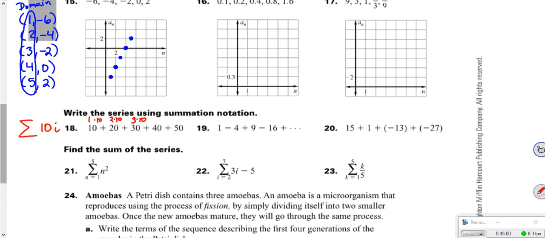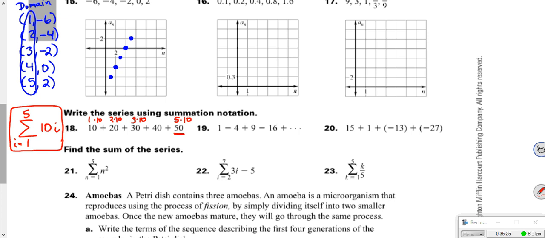And then we've got to have a starting point and a stopping point. My starting point is, of course, 1. I should put i equals 1, sorry. And then my stopping point, we got all the way up to 50. This is a finite series. So this would be 5 times 10. So my stopping point is a 5. Okay? That's all you have to do on those.